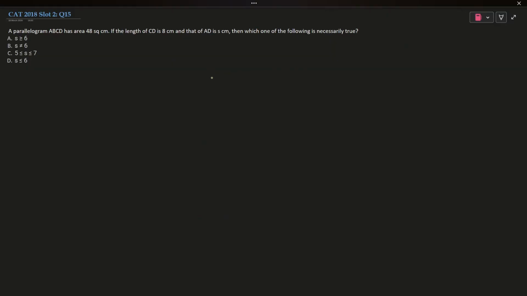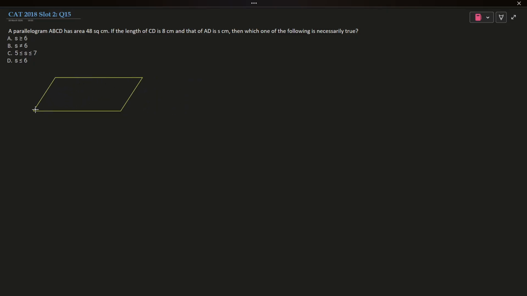A parallelogram ABCD has area 48 square centimeters. If the length of CD is 8 centimeters, and that of AD is S, then which of the following is necessarily true? If I can find the value of S, or even the range of S, I will have my answer. Before that, let me first draw a parallelogram.